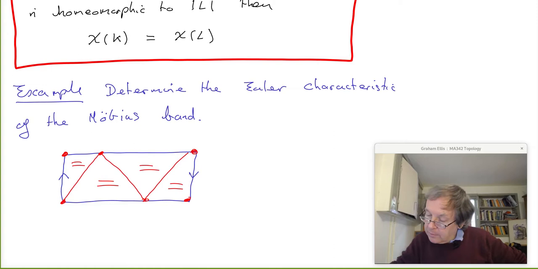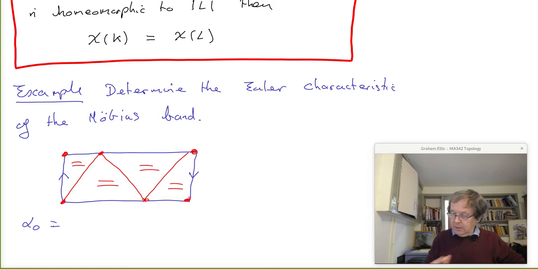Alpha 0, how many vertices are there? Can anybody tell me in the chat? How many vertices in this triangulation? No answer. Somebody says 4. 1, 2, 3, 4. I agree. It's 4. How many edges in that triangulation? How many edges? No, it's a Möbius band, I'm not identifying the top and the bottom. How many edges? Somebody says 5. I don't know. I've got one edge here. 2, 3, 4, 5, 6, 7. I get 8 edges. 8. Yeah, I agree with you. 8. And how many triangles?